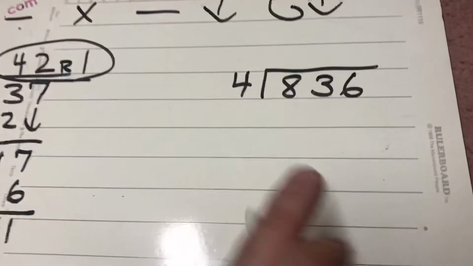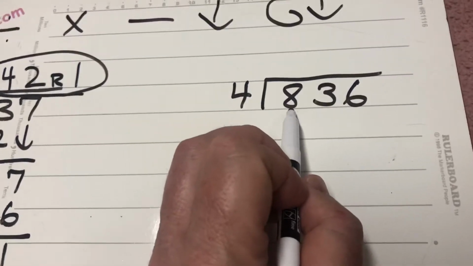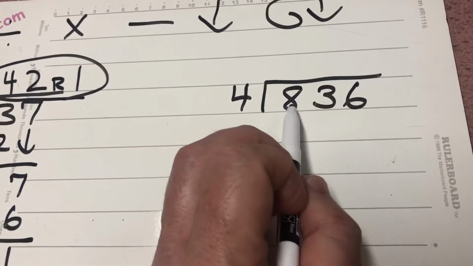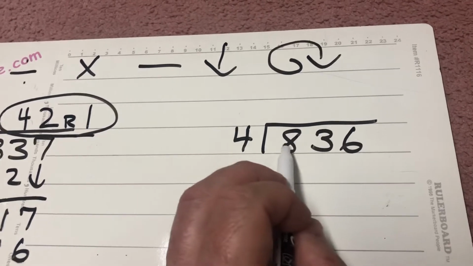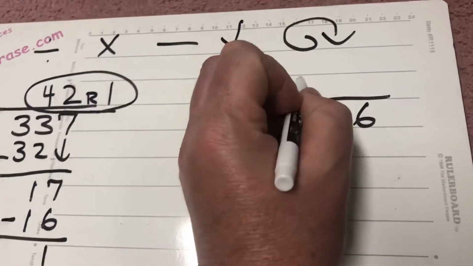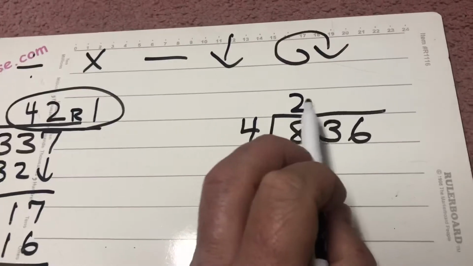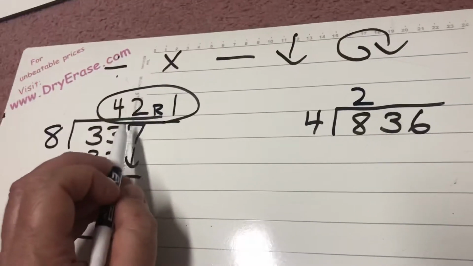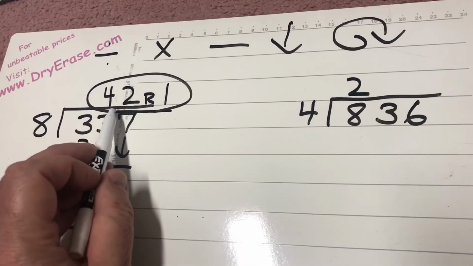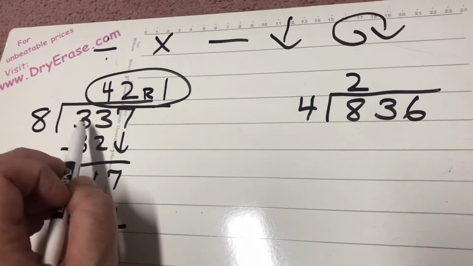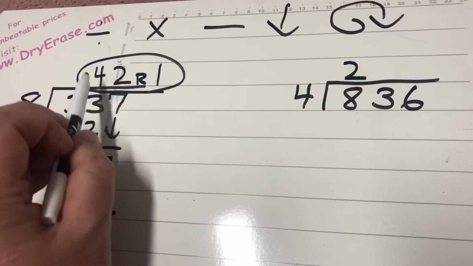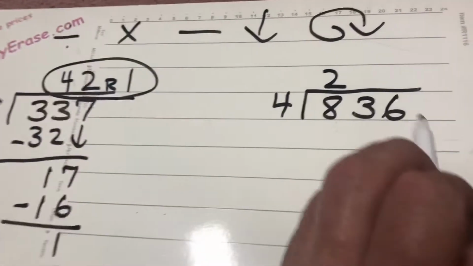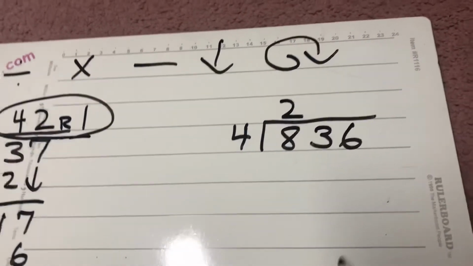836 divided by 4. Well, 4 can go into 8. And since 4 can go into 8, I'm thinking, well, I know that 4 times 2 is 8. So 4 can go into 8 2 times. My 2 needs to go above the 8. Just like here, my first number needed to go above this 3, because I didn't want to say 8 could go into 3 4 times. I needed to say that 8 can go into 33 4 times. Where you put the numbers up top is very important.